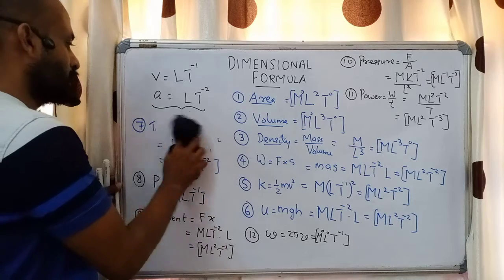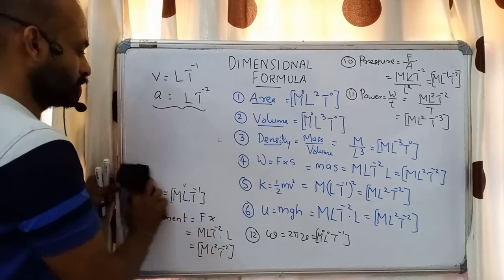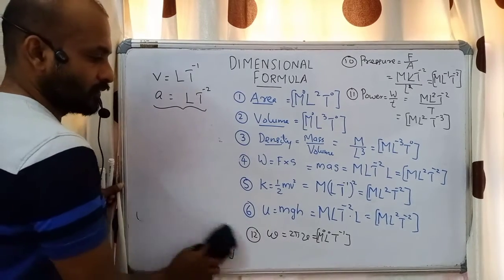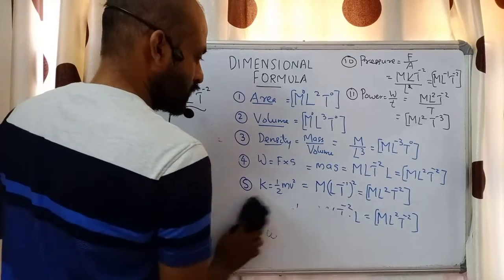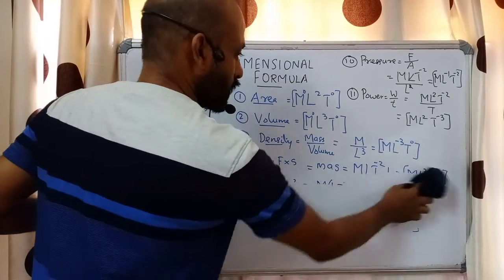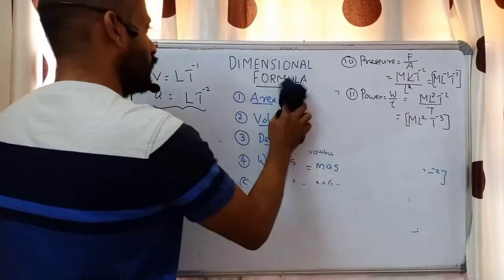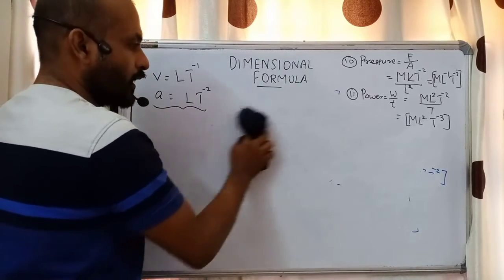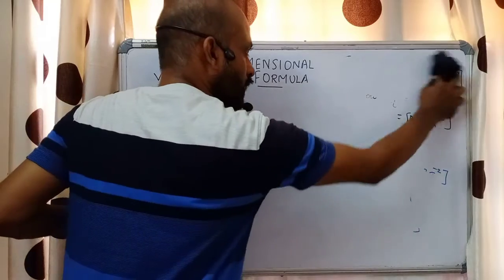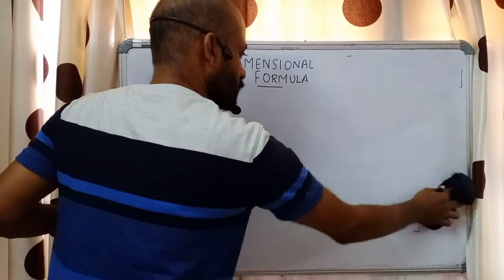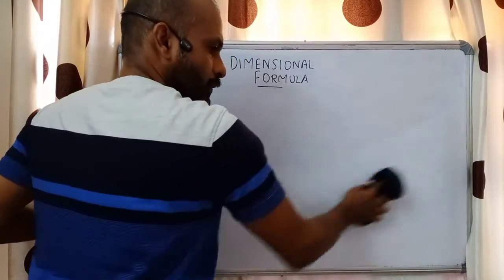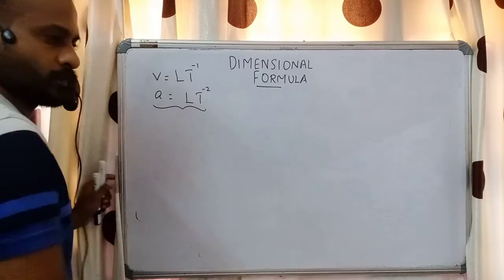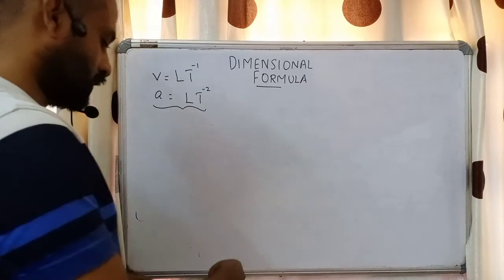Okay. So I am writing this. We are writing the dimension formula of these quantities. Okay. We have seen up to angular frequency. Now we can continue. We have written 12 dimension formulas. Now we can start with the 13th dimension formula. Okay. We'll write the 13th one.